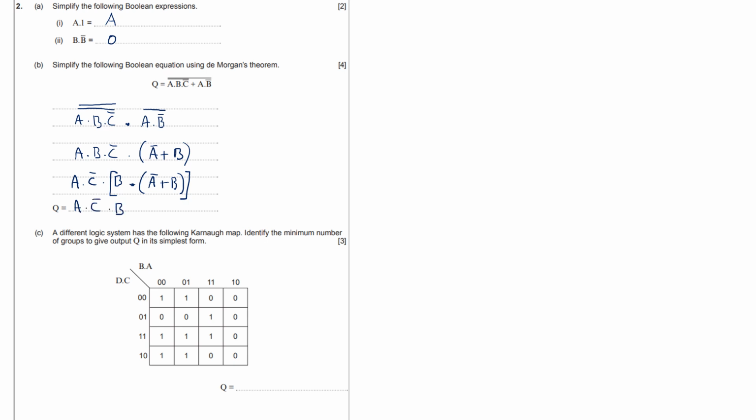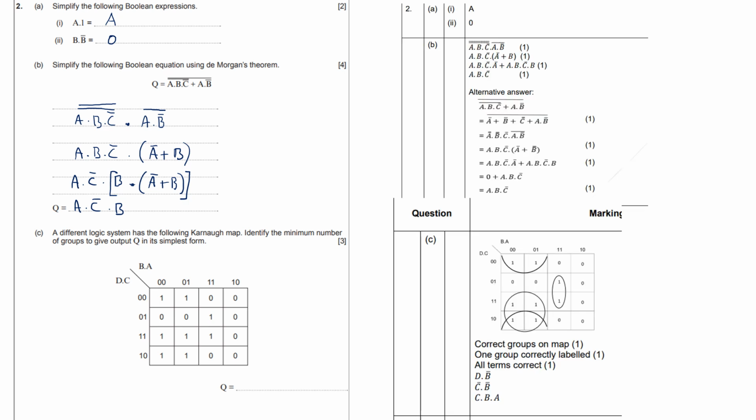4 marks for that. And the next one is grouping. Remember, the larger the group, the better. I can see, well, you tell me, how many groups can you see there? Yes, hopefully you've seen 2 groups of 4 and 1 group of 2, if done correctly. I'm just going to put the mark scheme up now. So yeah, 2 groups of 4 and 1 group of 2. There are your answers there.